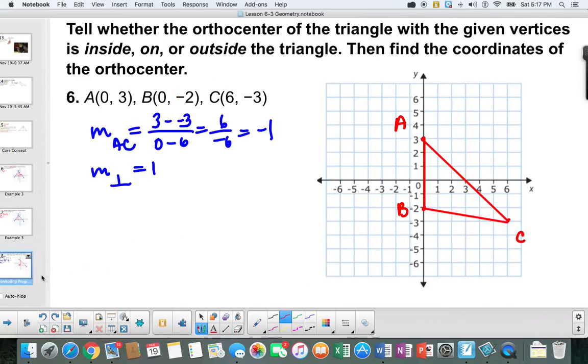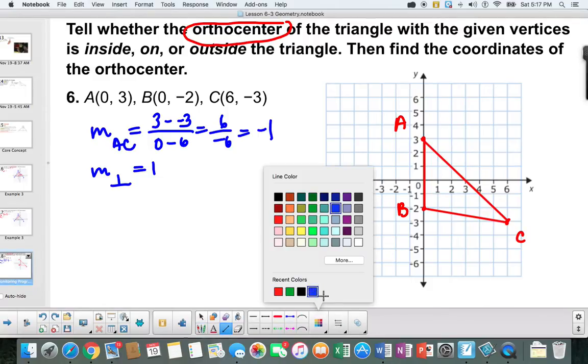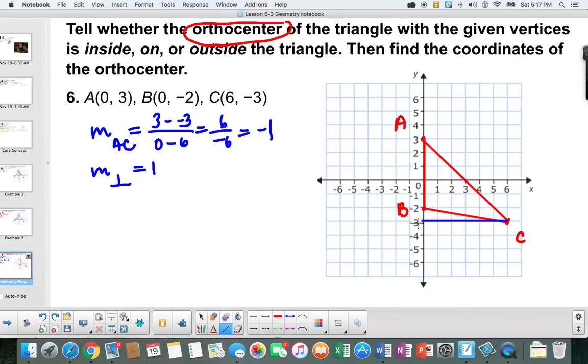Okay, here's another triangle. Then we're trying to find the orthocenter. And we also want to discover if it's inside, on, or outside the triangle. All right, so I'm going to find the altitude from point C. So I'm going to go ahead and draw it. And it's going to be right here. I know that this point has to be perpendicular to the extension of the side, and that'll be making a right angle right here.